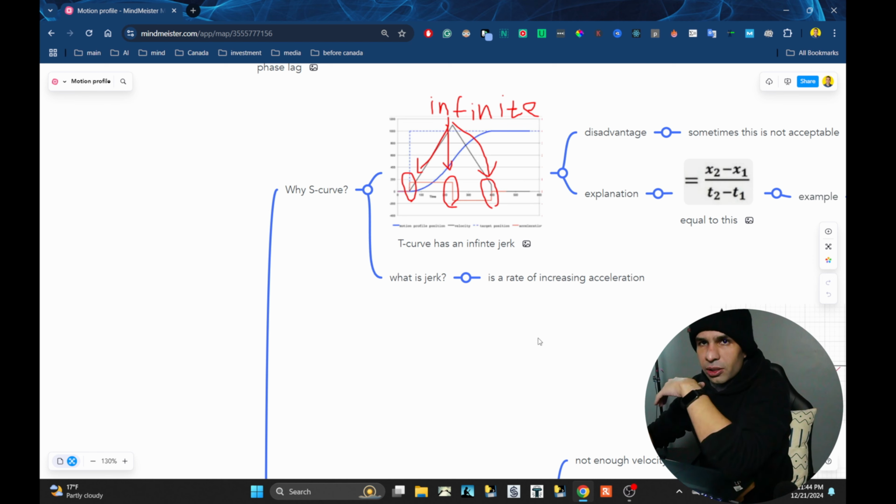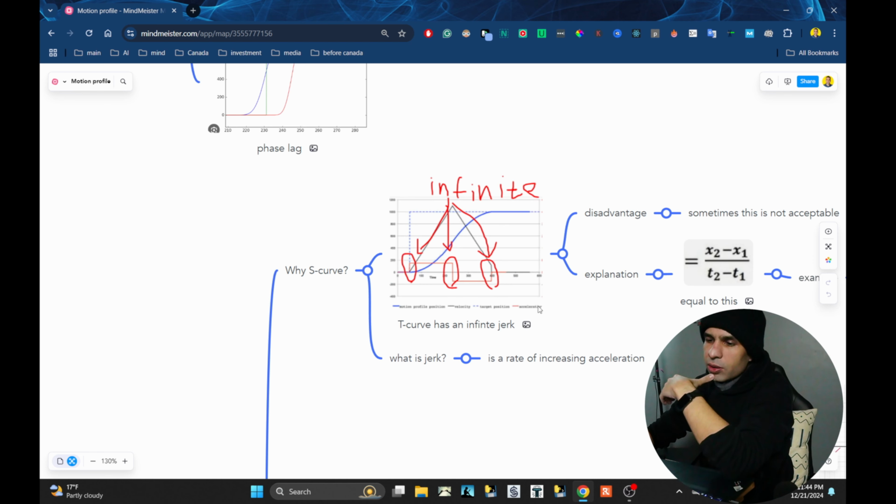First of all, what is the motivation to do something like this? The motivation is that at the starting point, when you start this thing, you have an infinite jerk. Okay, what does it mean? It means that the slope of your acceleration is infinite, because it's a constant value like this, right? So it is a vertical line, a perpendicular line. This is the reason it has an infinite jerk.